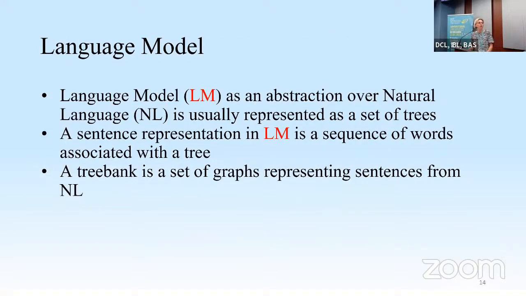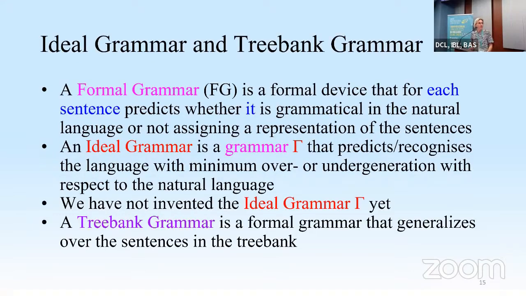Okay, so the language model, as we said, is an abstraction over this natural language, and usually it's represented as a set of trees. A sentence representation is a sequence of words associated with a tree, and then a tree bank is rather a set of graphs representing sentences from some natural language. Okay, so about the ideal grammar and the tree bank grammar. Of course, the tree bank grammar aims to become an ideal one, but it can only approximate that. It can never be the ideal one.